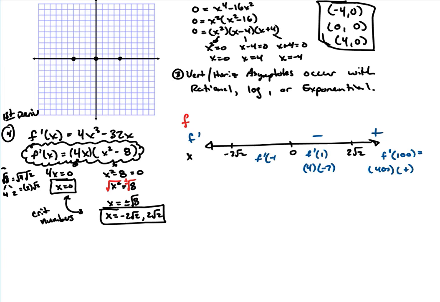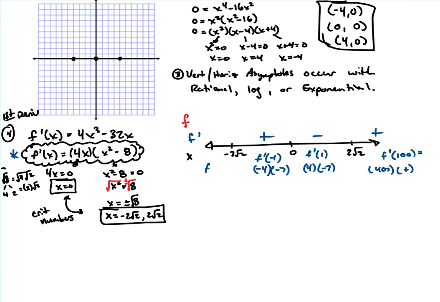And then let's keep going. F prime of negative 1. Plugging that into our function over here. Let me just go ahead and start. That's what I'm plugging it into. I would have 4 times negative 1 is negative 4. And then negative 1 squared is 1. Minus 8 is negative 7. So negative 4 times negative 7, that is positive.